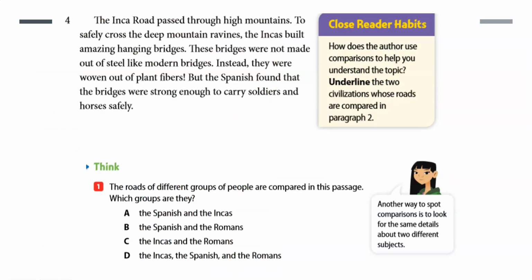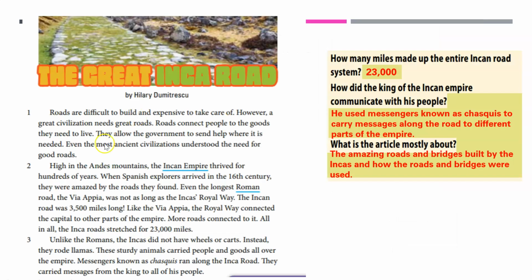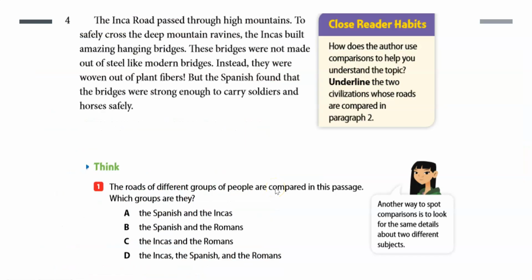I'll give you that time to underline the two civilizations whose roads are compared in paragraph 2. Excellent. So you should have underlined the Incan Empire and the Roman Empire. So what you're going to do now is go into your think time.